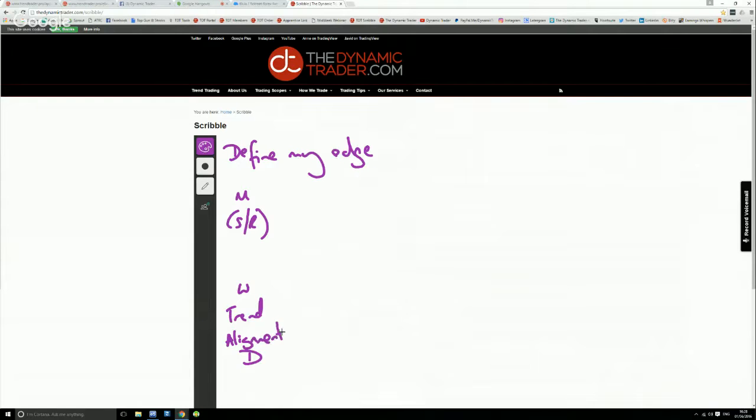Right, so the way I define my edge: I use 3 time frames. I use the monthly, the weekly, and the daily. The monthly is where I look for support and resistance. The weekly is where I look for trend. The weekly and the daily is where I look for trend alignment, for them to be moving in the same direction.